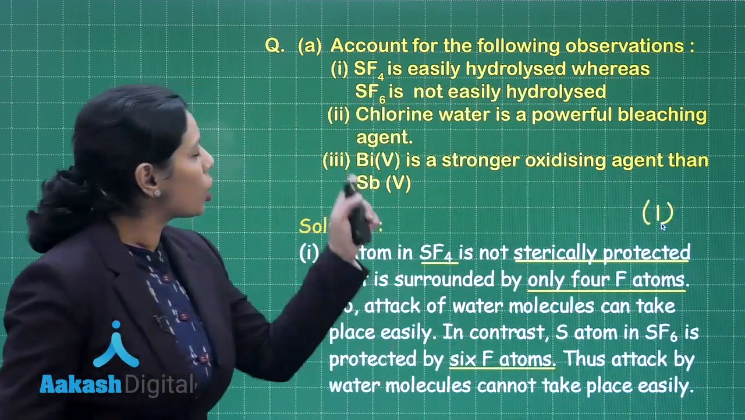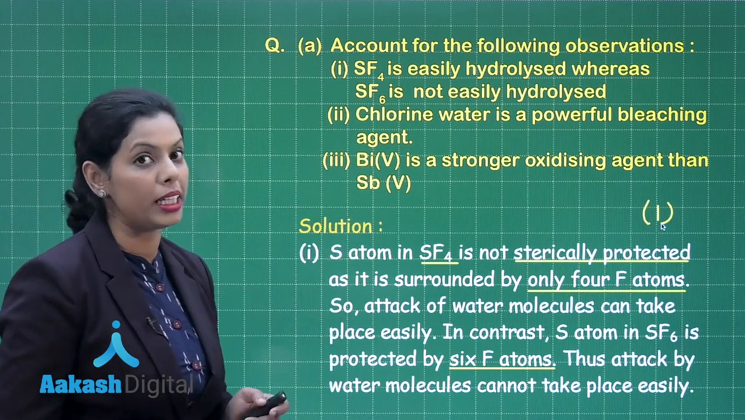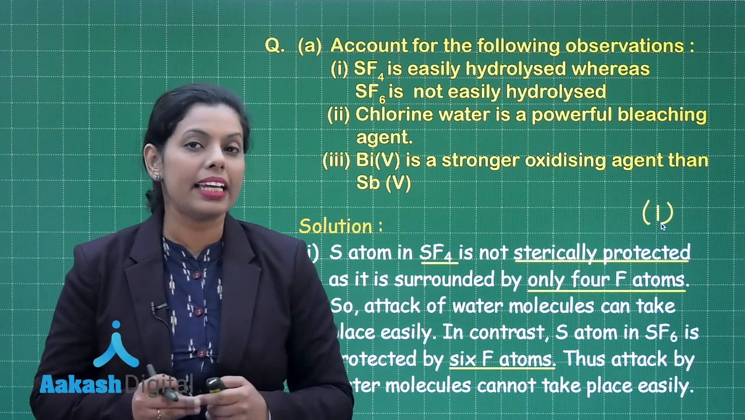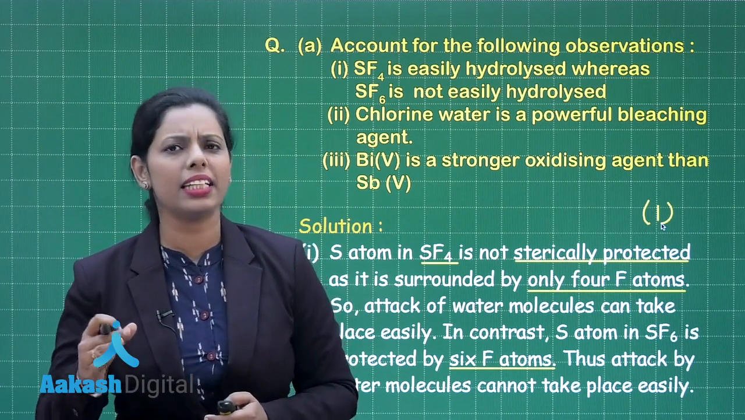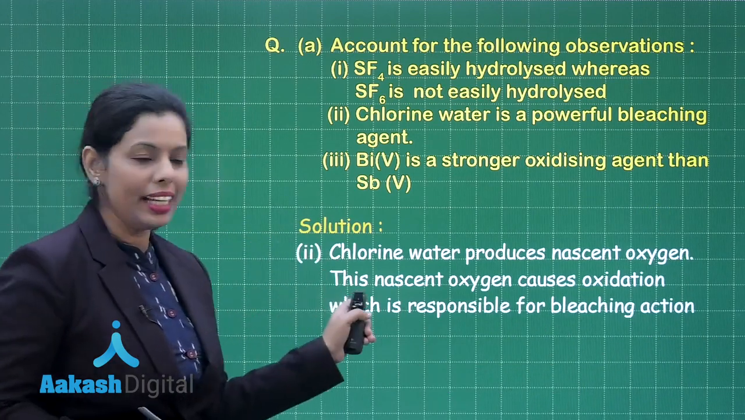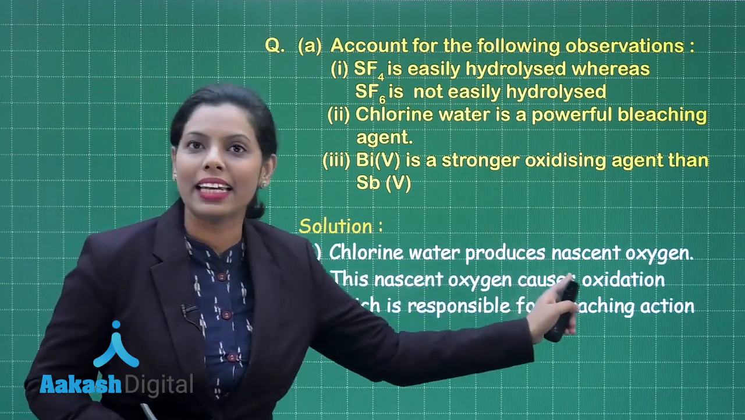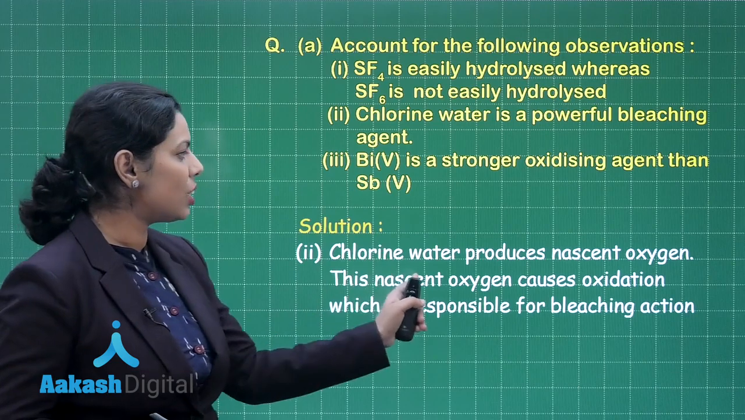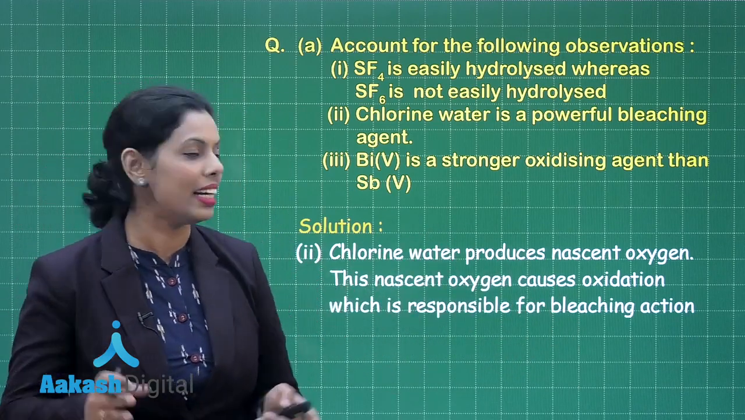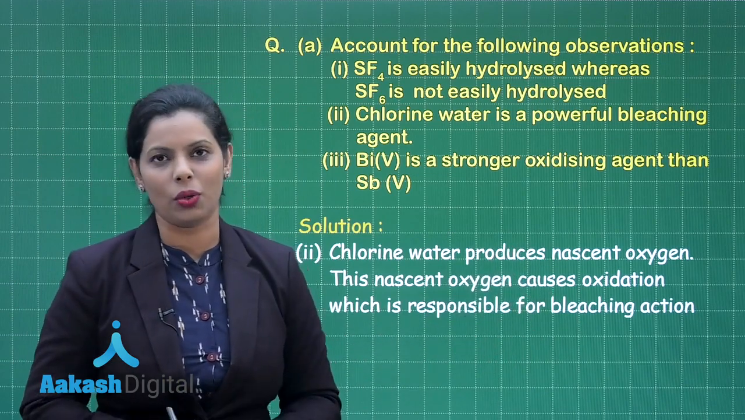Now, the second part. Chlorine water is a powerful bleaching agent. In case of chlorine water, it is acting as a powerful bleaching agent. The reason is the process of oxidation. You can answer this question by writing that chlorine water produces nascent oxygen. This nascent oxygen causes oxidation, and that oxidation results in the bleaching action of chlorine.